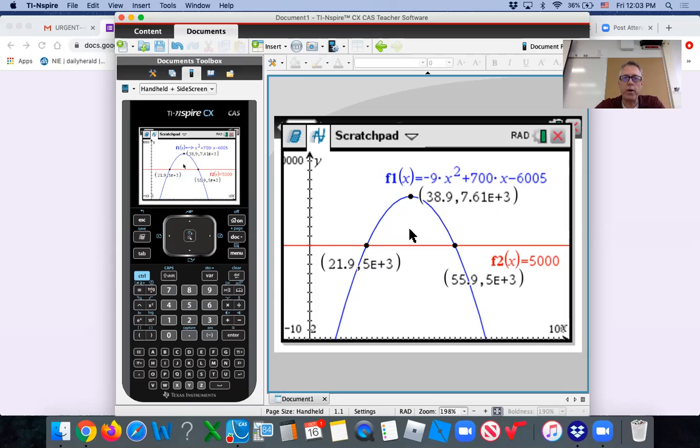All right, any questions before I get off of this screen? Okay, so you're going to have to be able to input these functions, be able to mess with the window, find the points that you're looking for by finding zeros or mins or maxes or intersections, and interpreting what those intersections are.